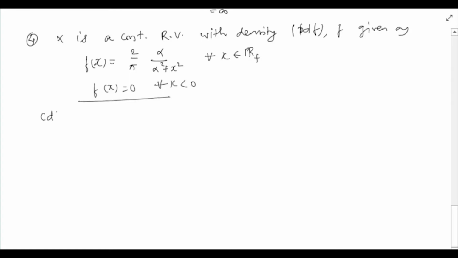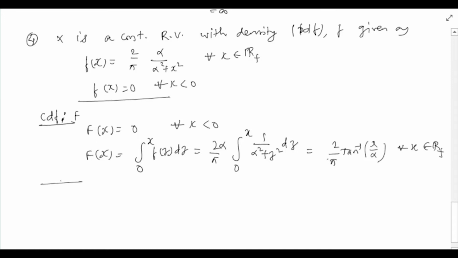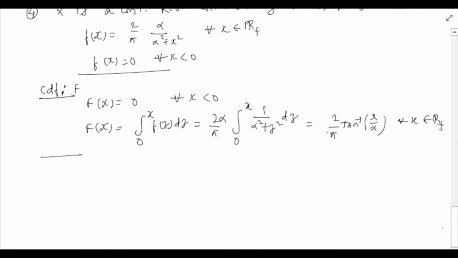In this case, the CDF of X, say F, can be computed as follows. F of x is clearly 0 for all x less than 0 because X is a non-negative random variable. But for all non-negative values of x, F(x) will be given by integral 0 to x of f(z) dz. Now 2 by pi is a constant, and alpha is a constant, so we will take those out. What we will have is integral 0 to x of 1 over alpha square plus z square dz. On simplifying, this turns out to be equal to 2 by pi tan inverse of x by alpha for all x in R plus.